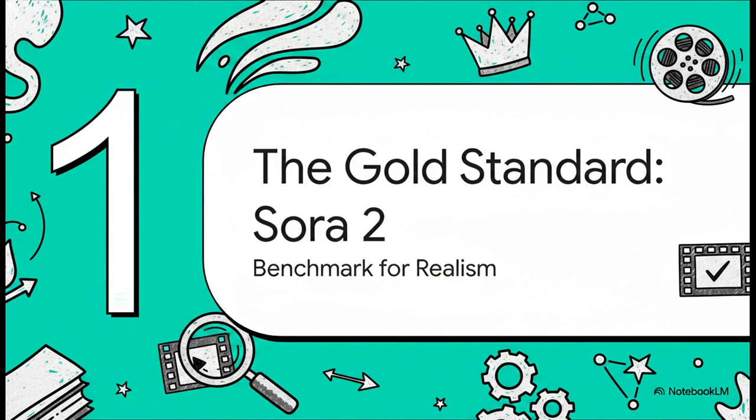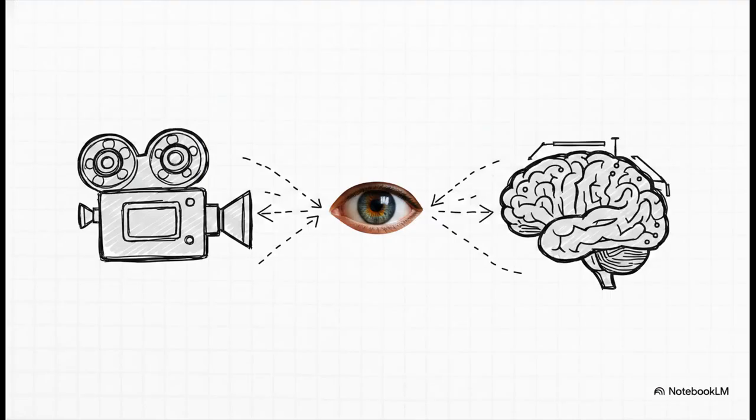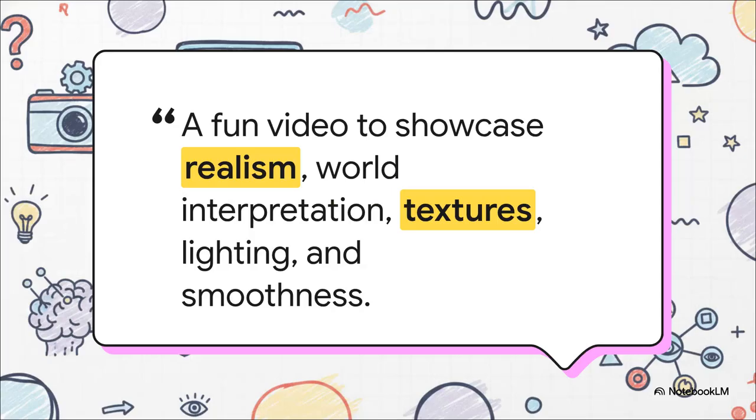Sora 2 from OpenAI. You see, Sora has a very clear mission. Create videos that are so realistic, you literally can't tell them apart from reality. It's all about achieving that pure, unbelievable level of realism. And to see just how well it pulls this off, we gave it our universal prompt. We designed this to be a really complex request, testing everything from its basic understanding of the world to its ability to render those super fine details like textures and lighting.